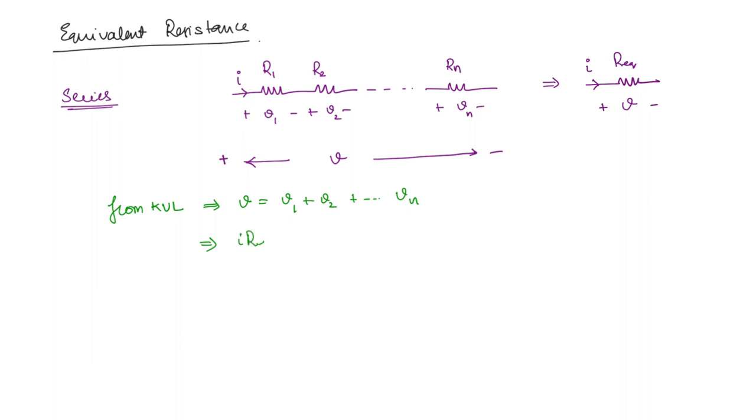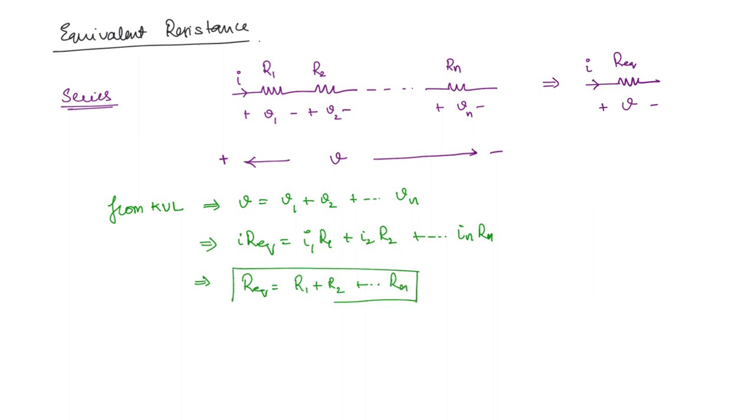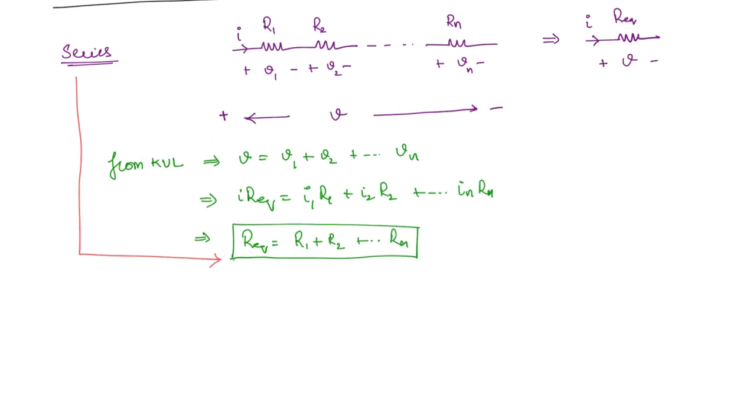So I R equivalent is equal to, similarly you can apply Ohm's law to each of the resistances. So you're going to get I1 R1 plus I2 R2 plus so on till In Rn. Then if you cancel out I, you're going to get R equivalent is equal to R1 plus R2 plus so on till Rn. That is simply the sum of resistances. So this is for series connection. Next, let us discuss the parallel connection.